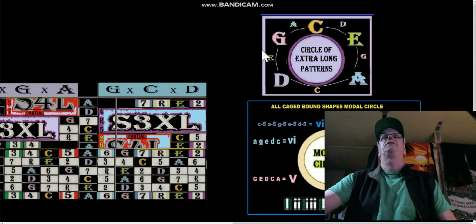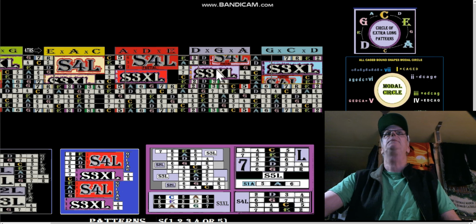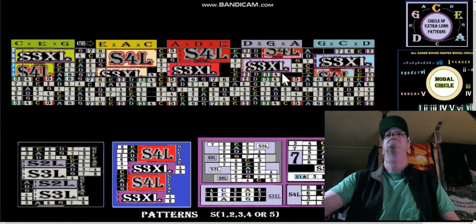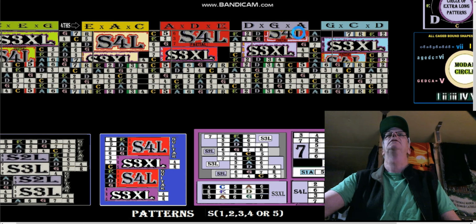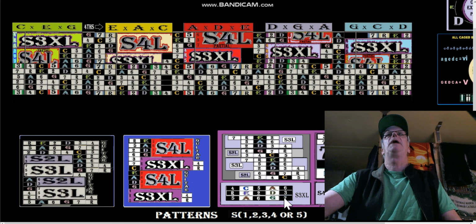So the fifth of D is A. Sometimes I have to think about that. I shouldn't have to think about that much. So here are our patterns underneath.